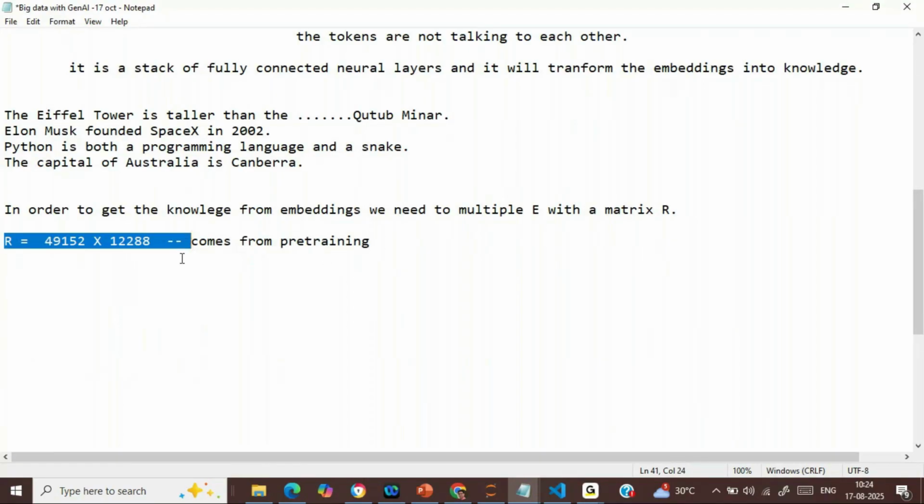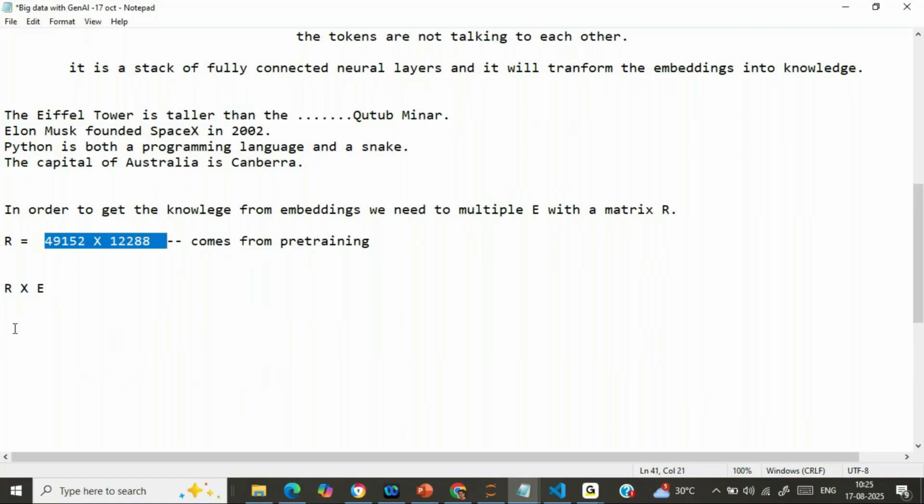Now say this is the matrix, and R multiplies with E, the tokens. These are nothing but the tokens. So each and every token, say Eiffel, is multiplied with this particular matrix, Tower will be multiplied with this matrix, taller will be multiplied. Each and every token will be multiplied with the matrix in order to get the information. So R multiplied by E.